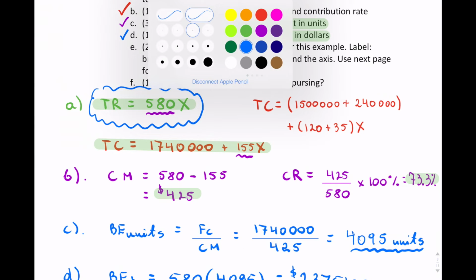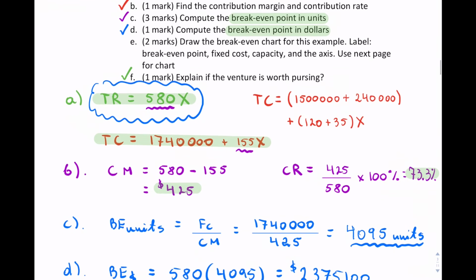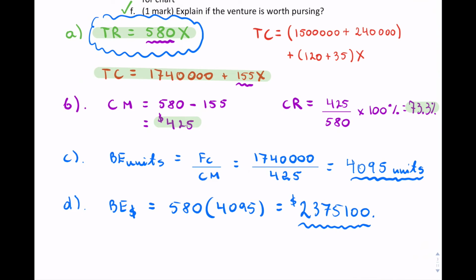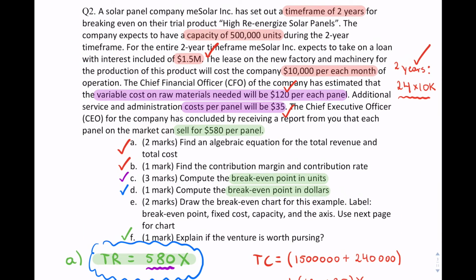Now E, draw the break-even chart. Before I do that, I'm going to do that a little bit later. Let me take a look at F here. F says explain if the venture is worth pursuing. Well, this is not a yes or no because it depends. Their capacity, if we go back here, capacity was actually quite a lot.